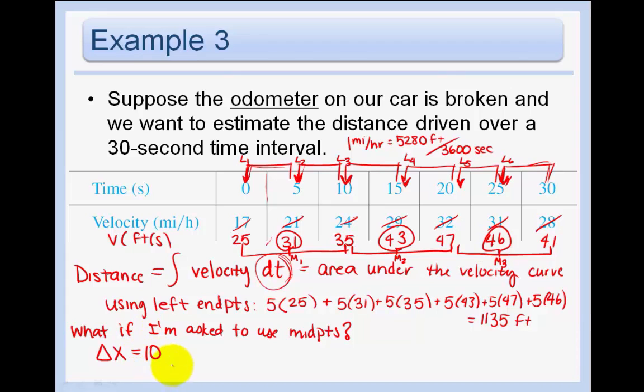So if I'm using midpoints, then I only actually have 3 rectangles instead of 6 rectangles. I have a lot less data here. And my width is 10. I go from 0 to 10. My width is 10. My height is 31. And so I get 1,200 feet if I was using midpoints.